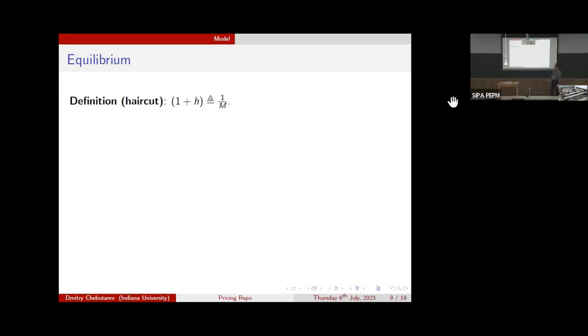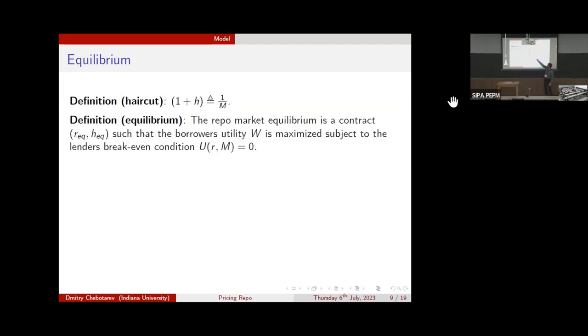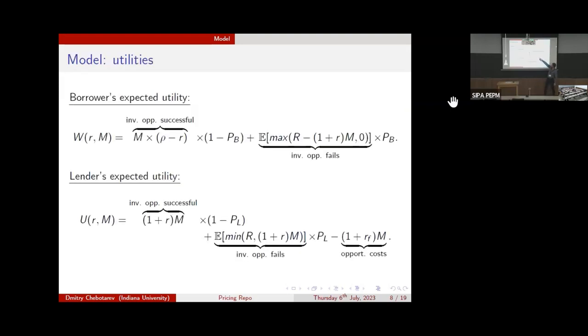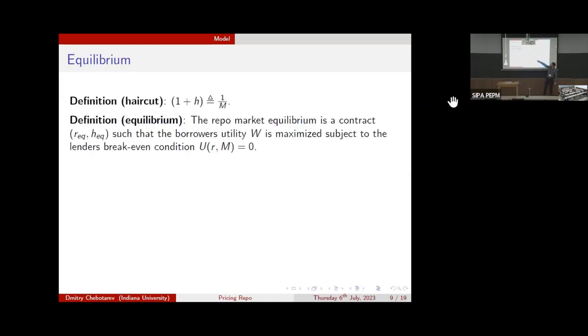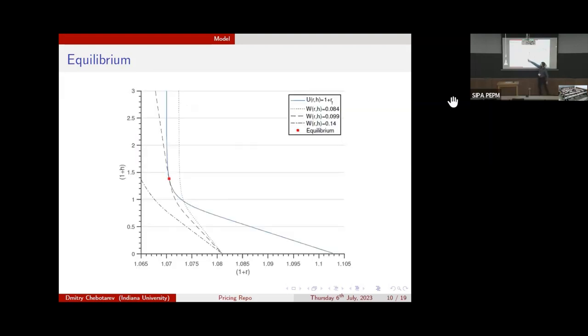call it haircut. And I define equilibrium as a contract such that the borrower's liquidity, which is this one, is maximized, subject to the lender breaking even. How will this look? Well, this is the credit supply of a competitive lender. In the coordinates of interest rate and haircuts, these are all combinations that allow the lender to break even. And the borrower will maximize his utility function subject to the lender breaking even. And I show that, at least under certain conditions, there will be a unique equilibrium.